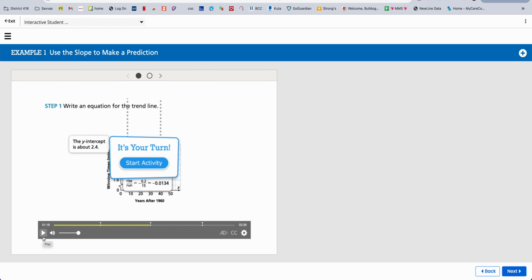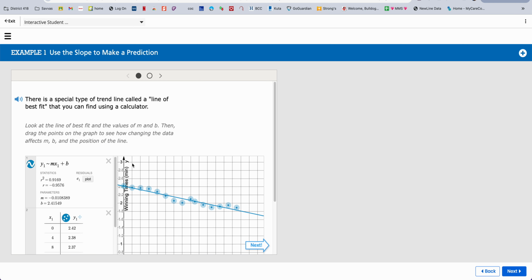A lot of times we wanted to leave our slope as a fraction, but in this case, decimals are gonna be okay because we wanna use those in the equation. All right, this is a weird activity. We're not gonna spend much time on it because they're taking us to this whole other thing.